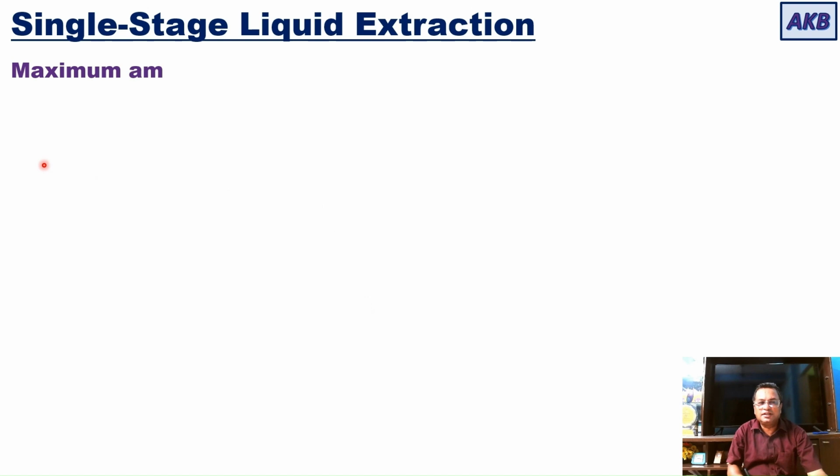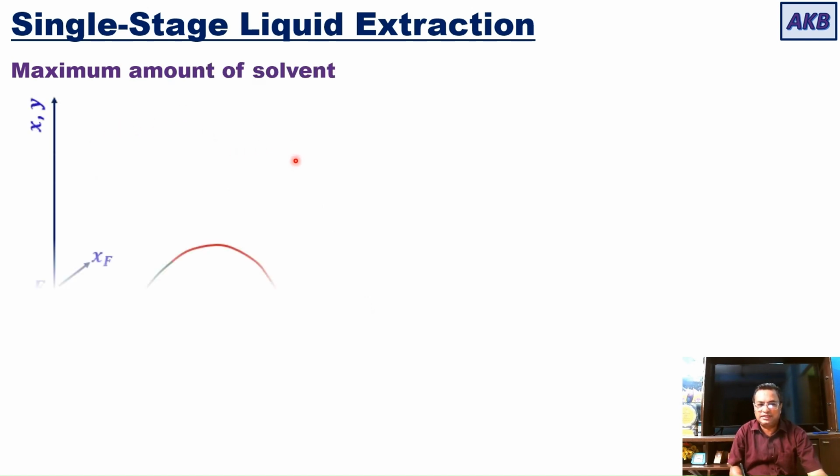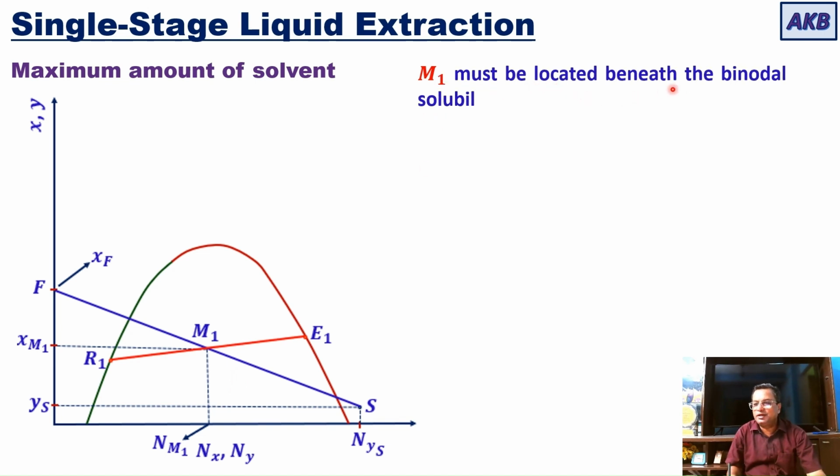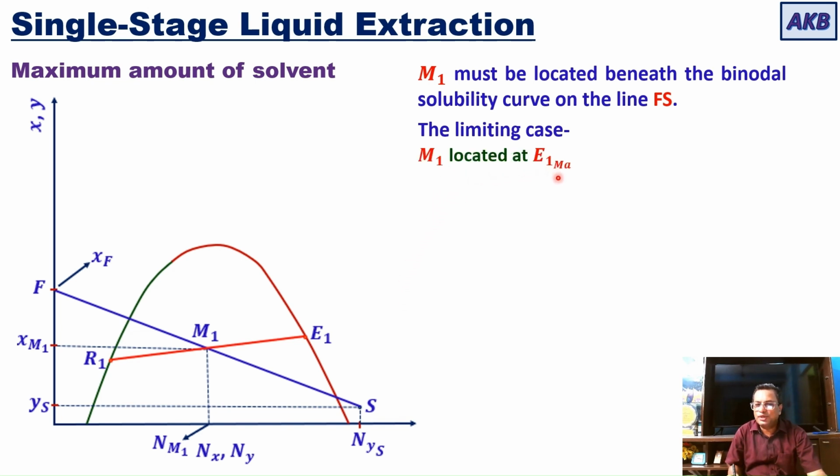Then we have the concept of maximum amount of solvent. So let us understand. Again, we are going to use the equilibrium diagram that we have just drawn. So M1, as we understood earlier, must be located beneath the binodal solubility curve on the line FS. And now let us discuss the other limiting case. What is the other limiting case? The limiting case is M1 is located at E1 max. So where is E1 max? E1 max is over here. So earlier we discussed the case when M1 was located at this point. Now we are discussing a case when M1 is located at E1 max.